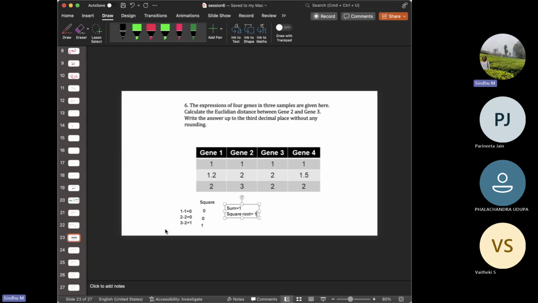So we have just used the formula: square root of (x2 minus x1) the whole squared plus (y2 minus y1) the whole squared plus (z2 minus z1) the whole squared. So for the sixth question, the correct answer is option 1. If you have any doubts, you can raise your hand. Otherwise, we can move to the seventh question.